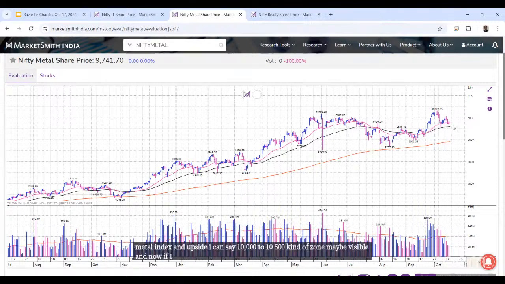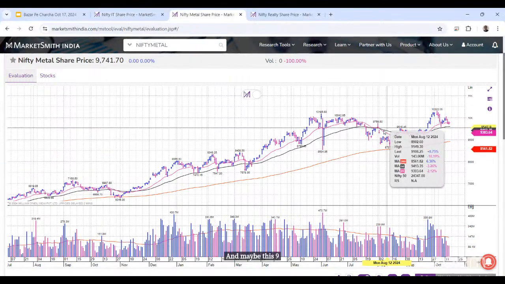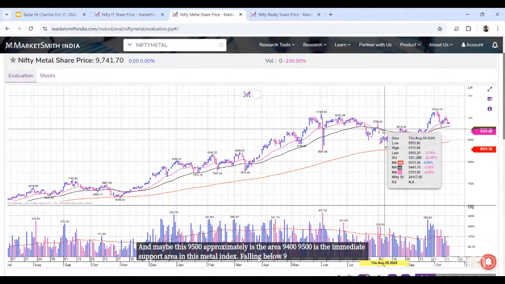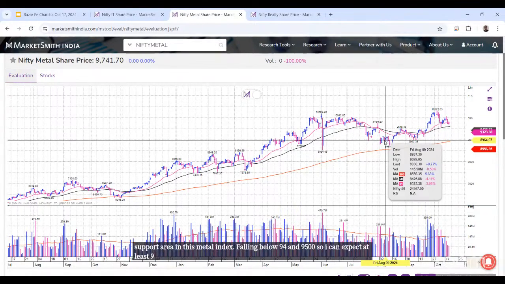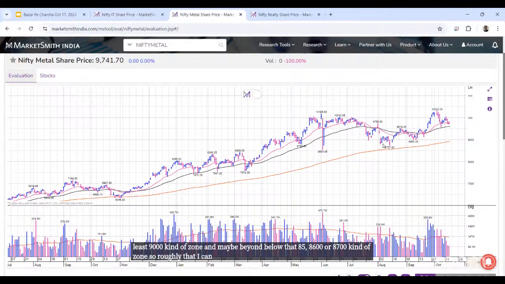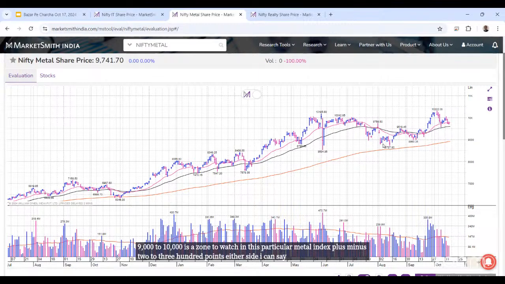Now if I talk about today's trading session, the metal index has closed around 9,600, and 9,400, 9,500 is the immediate support area in this metal index. Falling below the 9,400, 9,500 zone, I can expect at least 9,000, and maybe beyond that 8,600 or 8,700 kind of zone. So roughly 9,000 to 10,000 is the zone to watch in this metal index, plus minus 200 to 300 points either side. On the downside, 9,000 minus 300, approximately 8,700 to 8,600, and likewise 10,000 plus 300 or 400, like 10,300, 10,400 kind of zone.